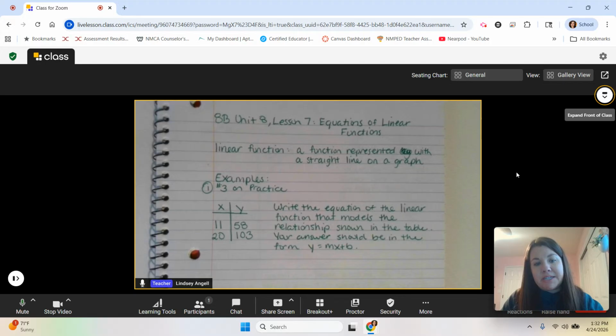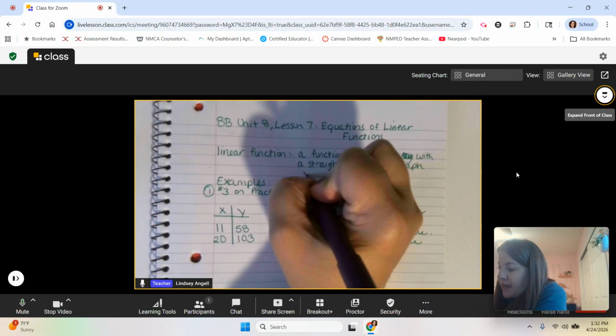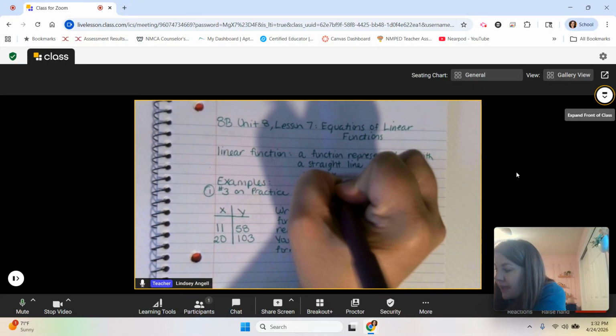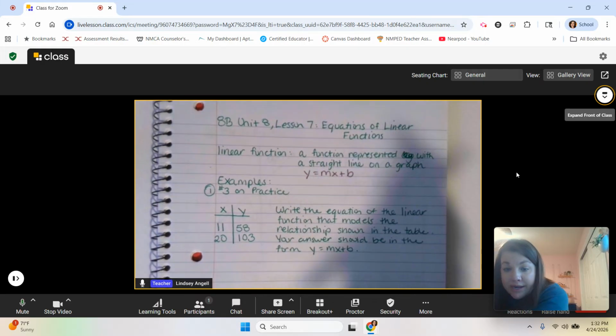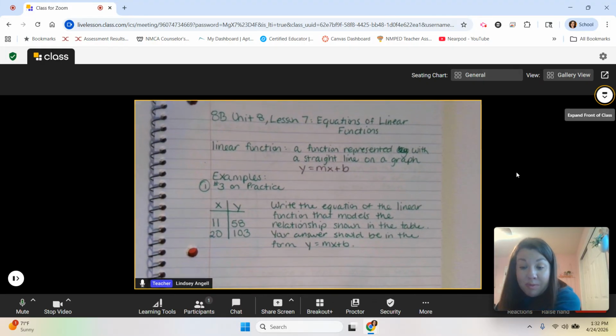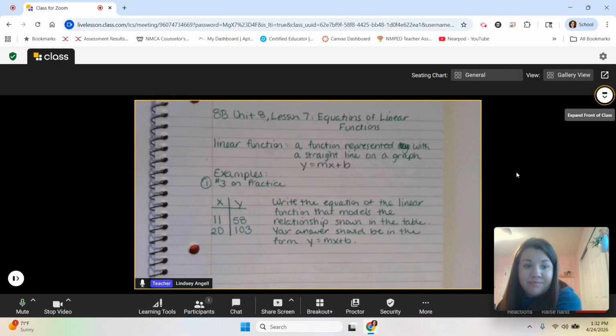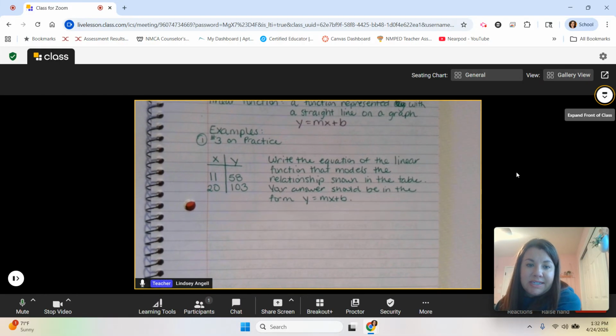So as a reminder, a linear function is a function represented with a straight line on a graph. It can also be written as y equals mx plus b, all right? Slope-intercept form. We've been working with that for quite a while, right? So let's go straight into some examples.